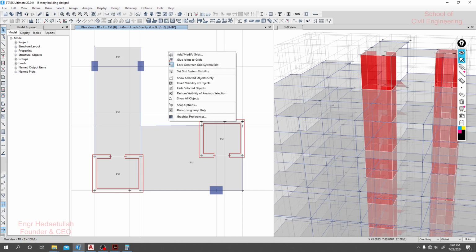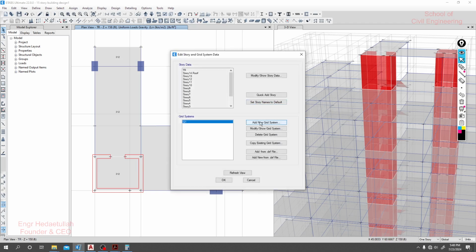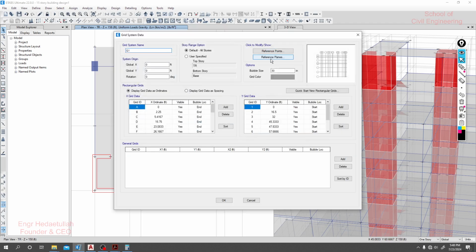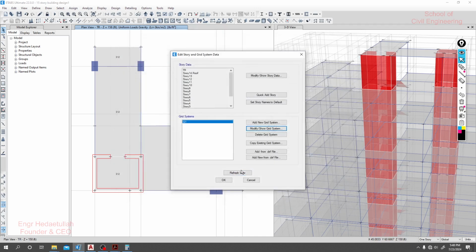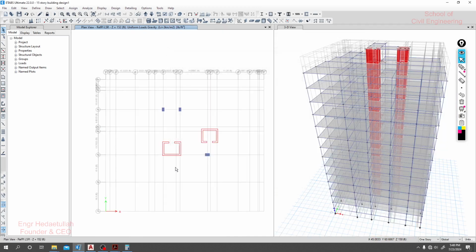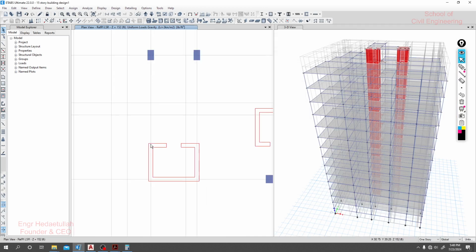I'll just go here, edit, modify. We know here reference plane. I'll click add, and this value will be 152, and name it lift slab room. Okay, then click here, okay, refresh, and okay. So here is that portion.